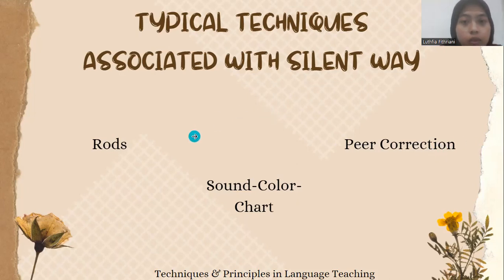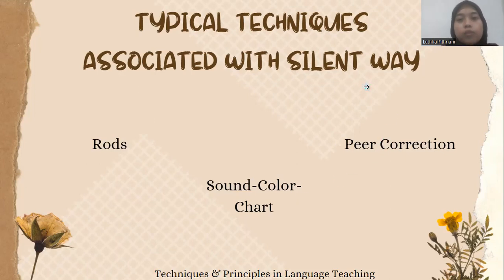The second technique that we can use in the classroom is the sound color chart. The sound color chart contains a set of blocks of colors, and each block contains a sound of the target language. So the teacher could use the sound color chart to practice the target language pronunciation.